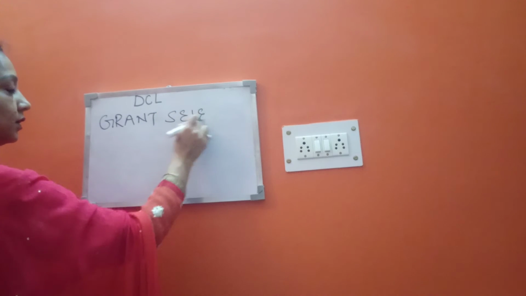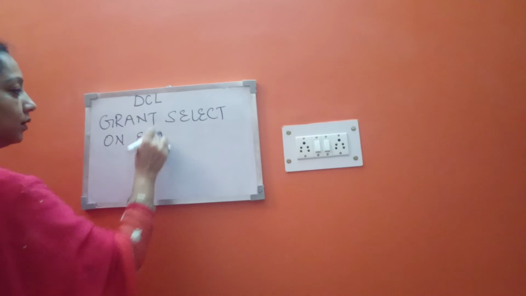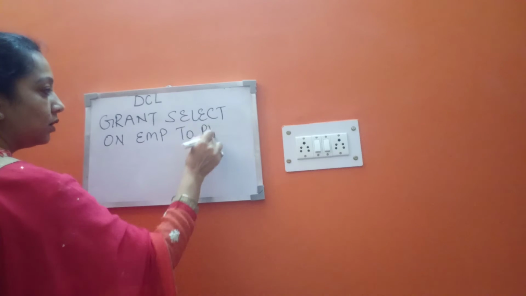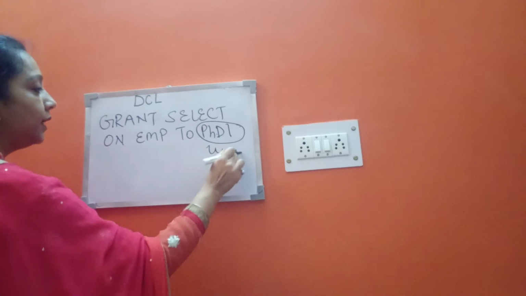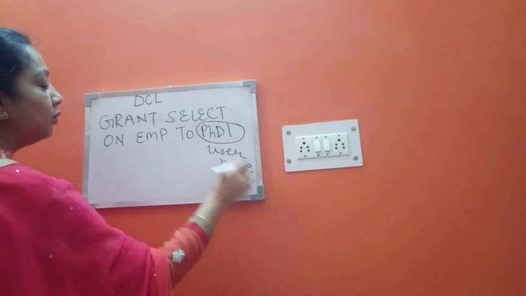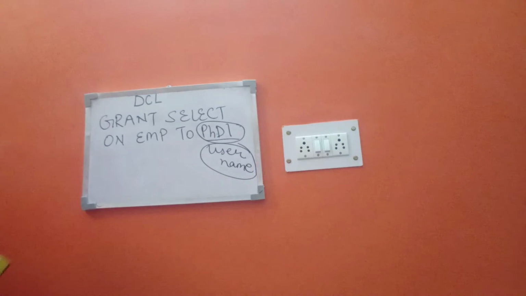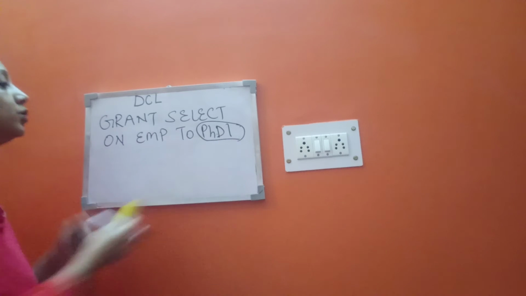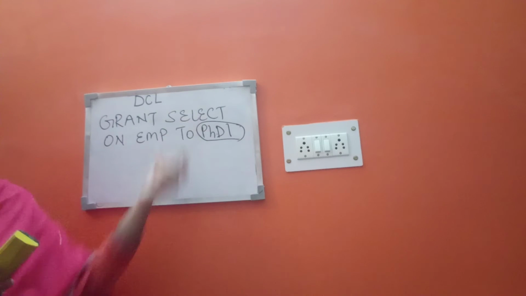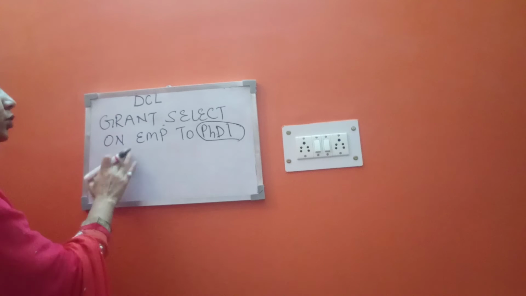select on EMP to PhD1. Now again, I will be dealing with the username every time. Password is just for one time login, but every time I want to refer to this user, I will be using its username. So I want to provide only the select privilege to the user PhD1. That means with the help of select query, you can only view the records of the database. So I say only give the select permission to this particular user.